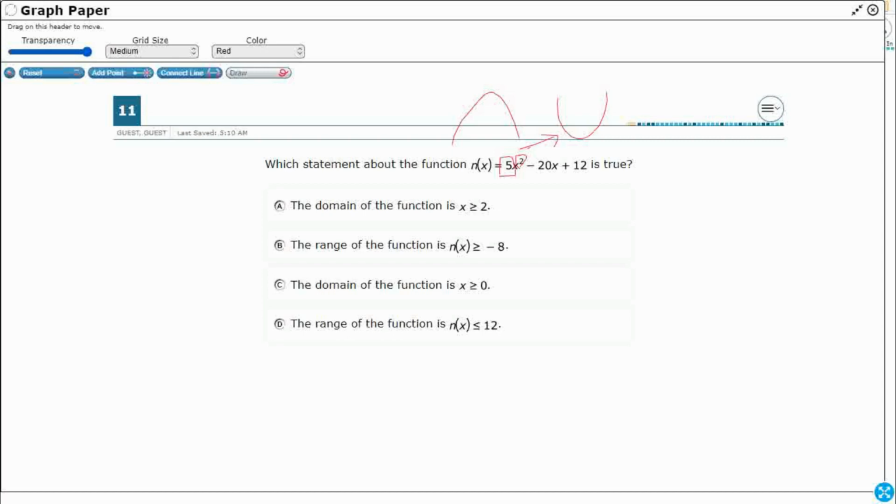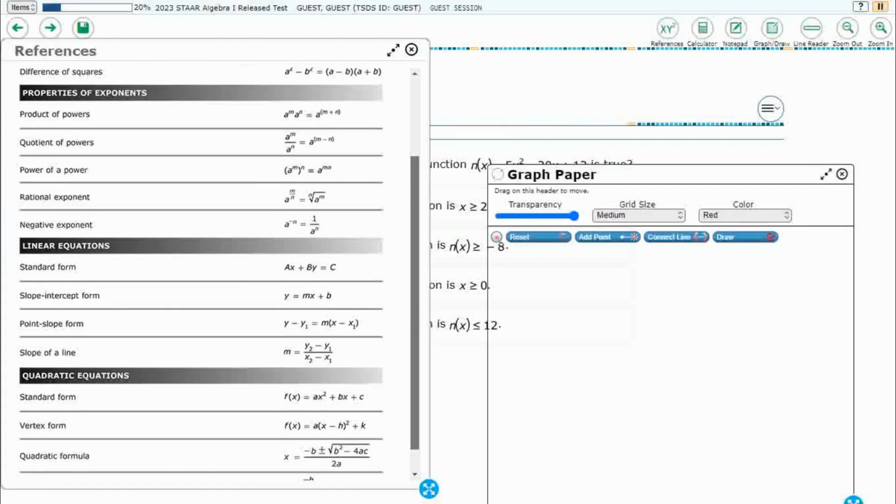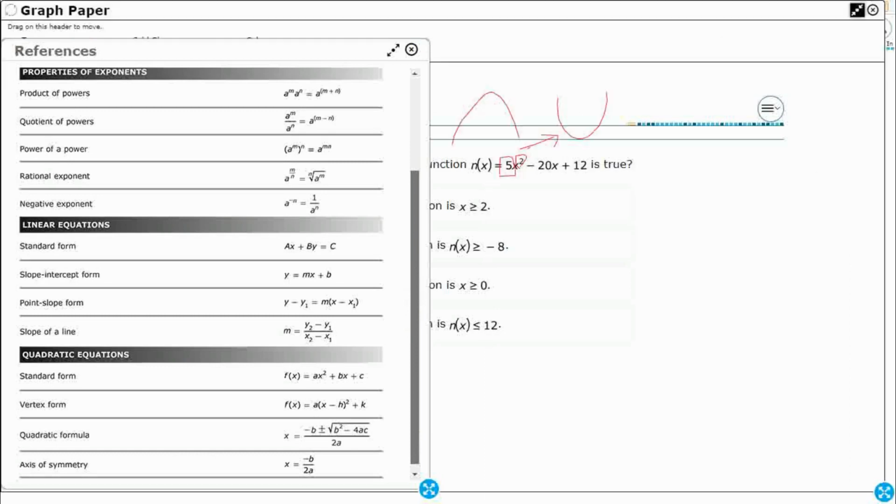If we look at our reference materials, we're going to see right down here at the bottom, there are two of these that are going to be very important. So we're going to need this standard form, because that's what they give it to us: f of x equals ax squared plus bx plus c. I'm going to put it right underneath there so we can see how it lines up: 5x squared minus 20x plus 12. So that means my a equals 5, my b equals negative 20, my c equals 12. I don't really need the c, and that's fine.